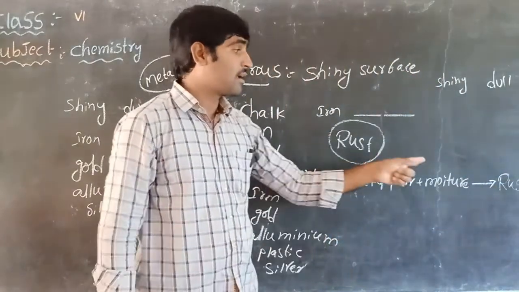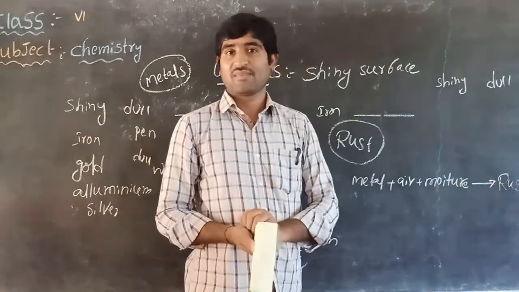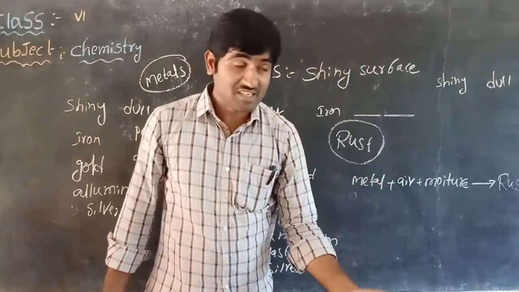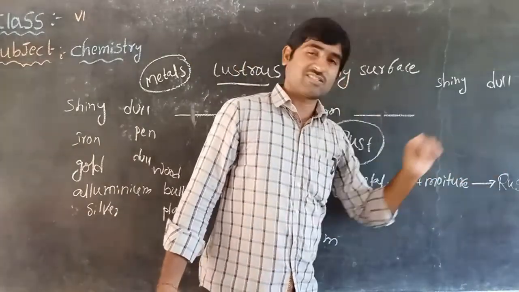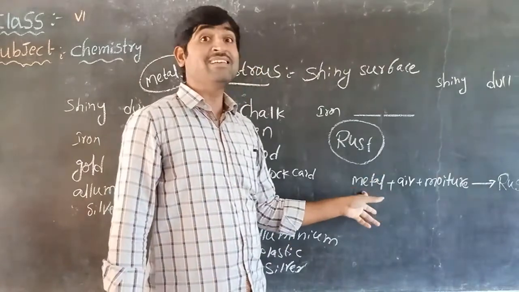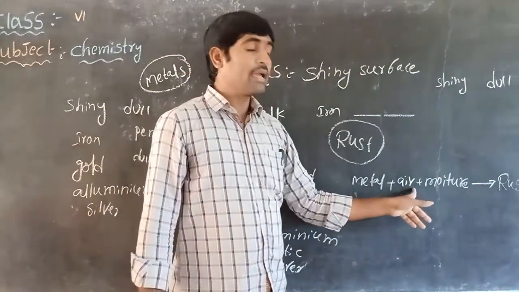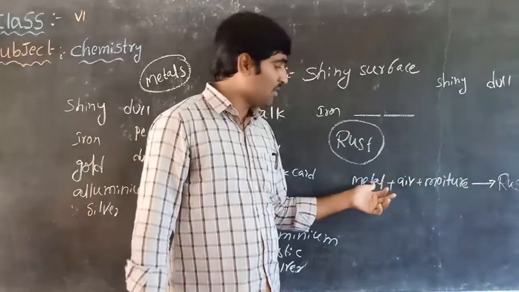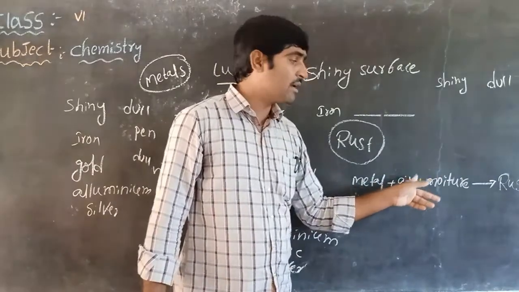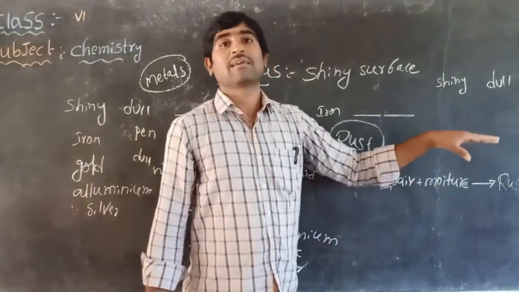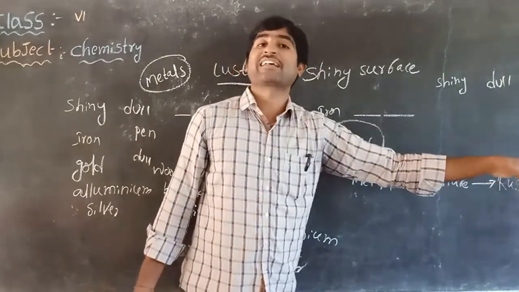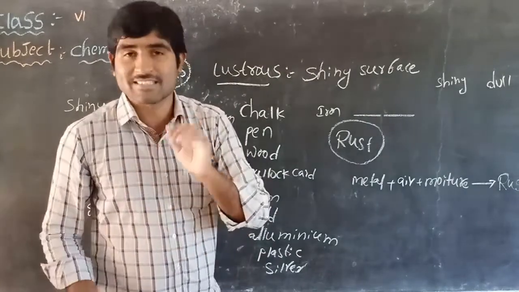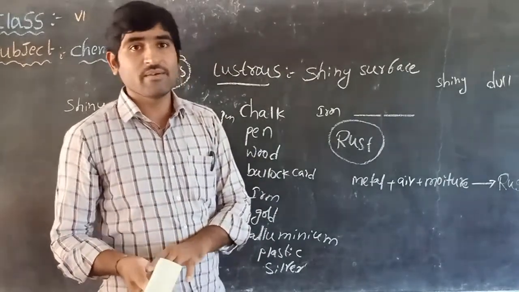The metals got rust. Understood, children? Why? Because metals are losing their shiny surface because of getting rust. How do the metals get rust? When the metal is exposed to air and moisture, due to the reaction that takes place between metals and air and moisture, that metal gets rust. Due to the rust, the surface of the metal is going to lose its shiny surface. Understood, children?